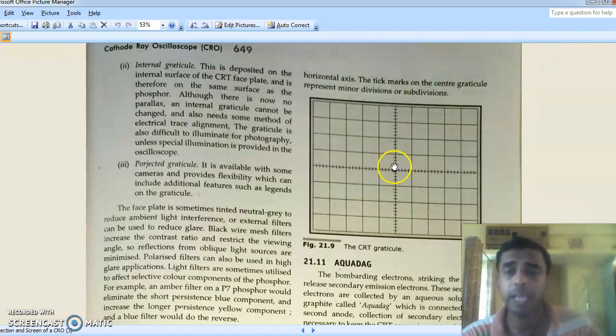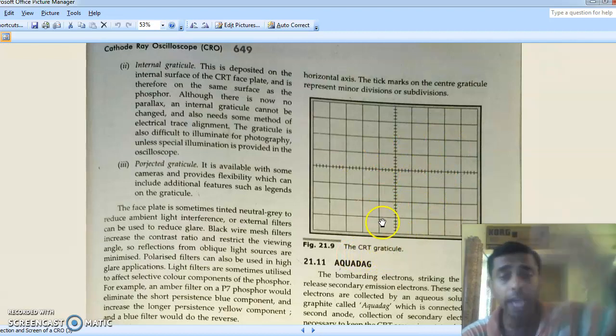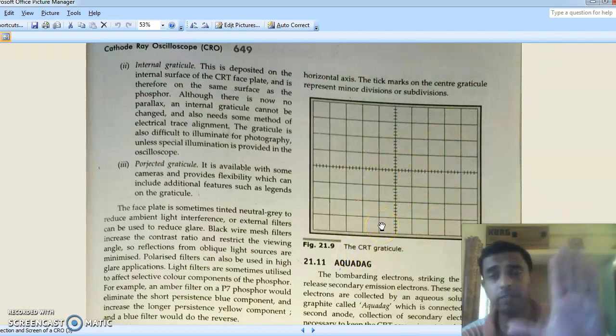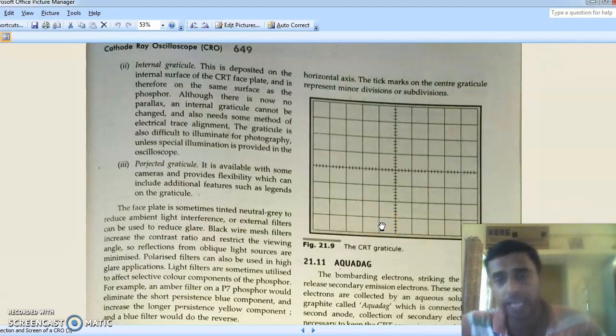Okay, and these lines are provided on the face plate for easiness of taking measurements. We are very familiar with this. This screen is called the CRT graticule. So this is the front plate we are seeing, the front side of the face plate. On the backward side of the face plate we have the phosphor coating. The full back side of the faceplate is coated with phosphor.